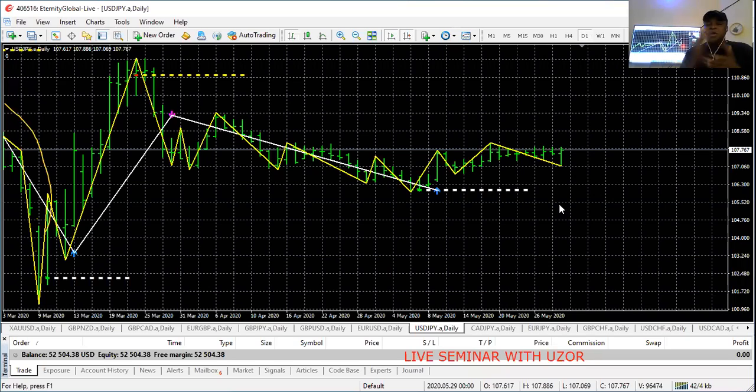Any arrow you see on a particular candle, that arrow is not your entry point. So you follow the next candle. The next candle is your entry point.